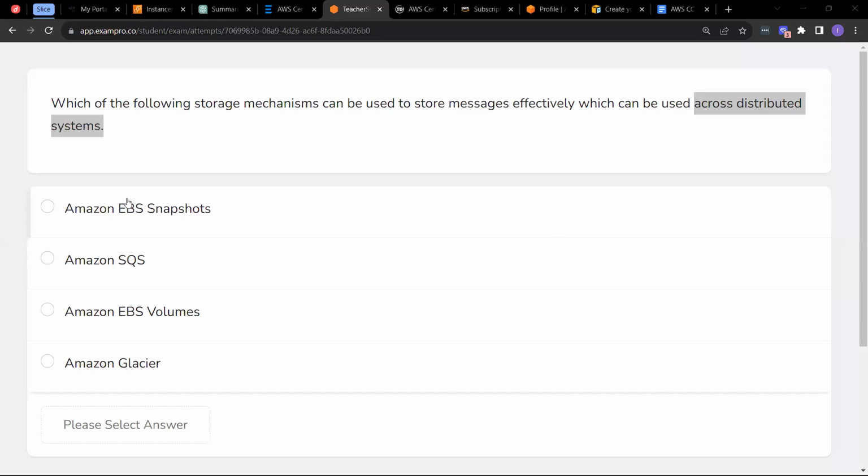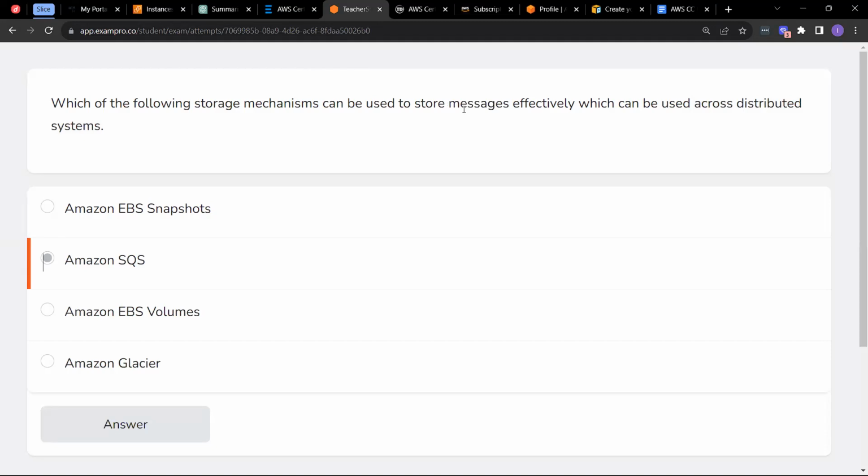Okay, so 3, EBS is for block storage, right? And Glacier is for archiving. EBS snapshots are for backup purposes or to take images of your volume. SQS, as I said, is a messaging service, a queuing messaging service. So this is the right answer. It's used to store messages.